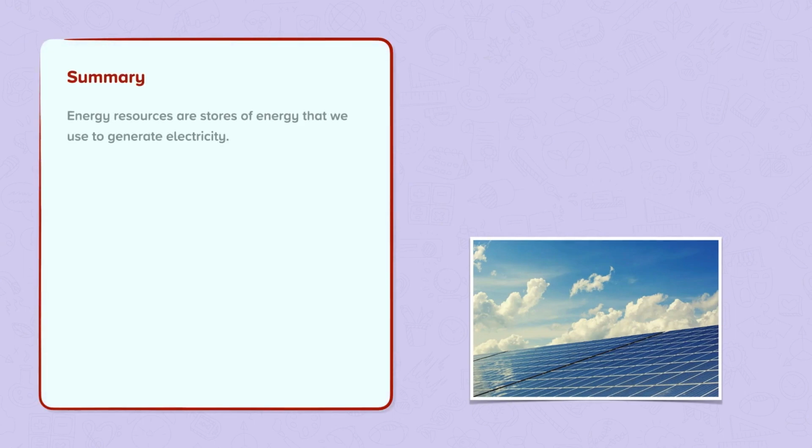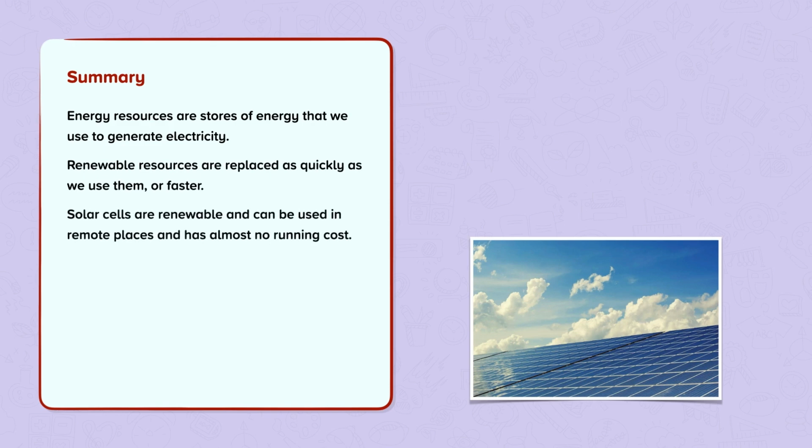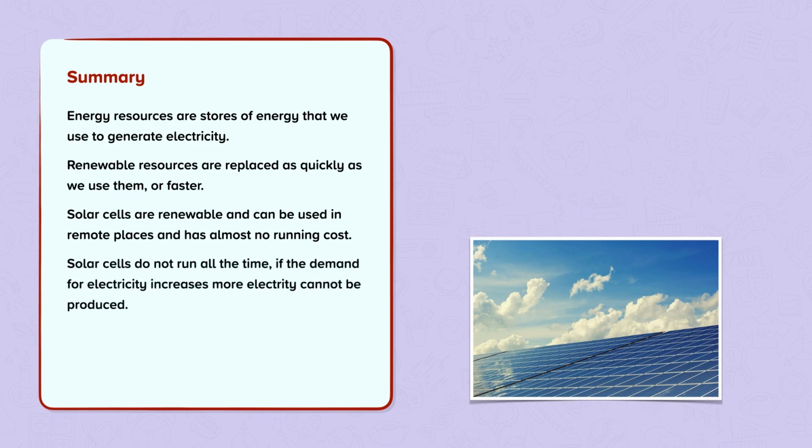Summary. Energy resources are stores of energy that we use to generate electricity. Renewable resources are replaced as quickly as we use them or faster. Solar cells are renewable and can be used in remote places and have almost no running cost. Solar cells do not run all the time. If the demand for electricity increases, more electricity cannot be produced.